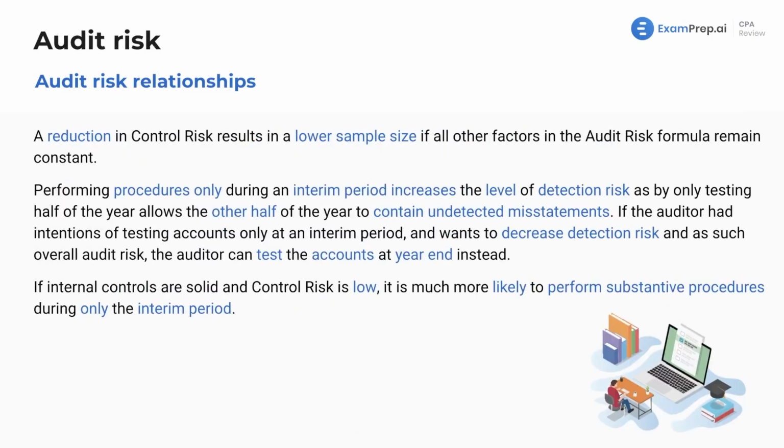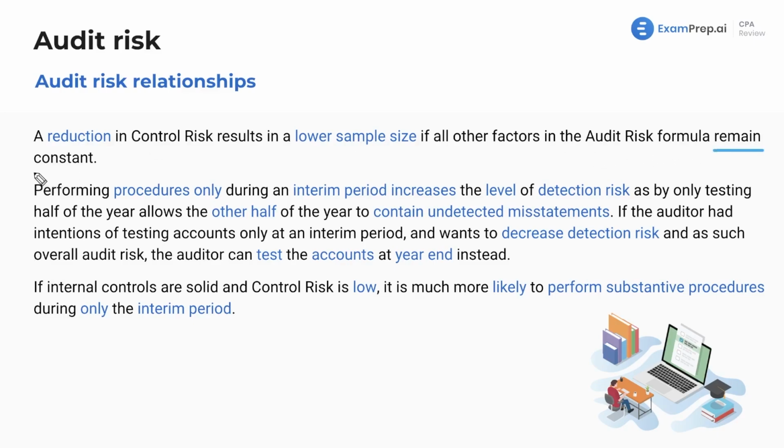We're looking at a little bit more with these audit risk relationships. You can see a lot of multiple choice questions asking about how these different risks relate to each other. They're inversely related. One goes up, should the other go down? Something like that. We see here that a reduction in control risk results in a lower sample size if all other factors in the audit risk formula remain constant.